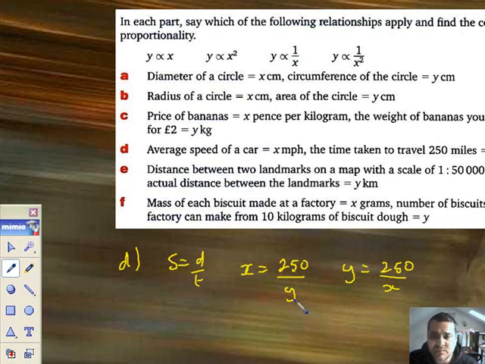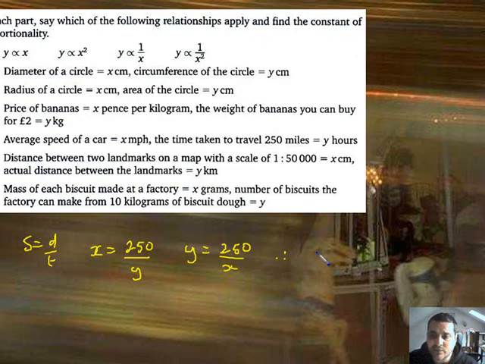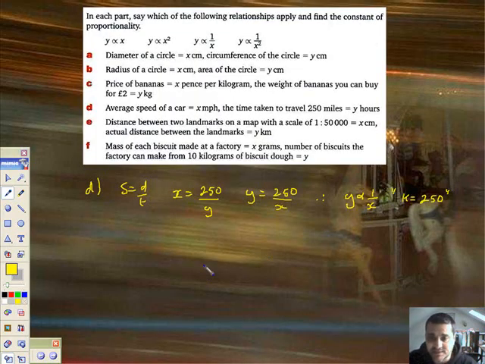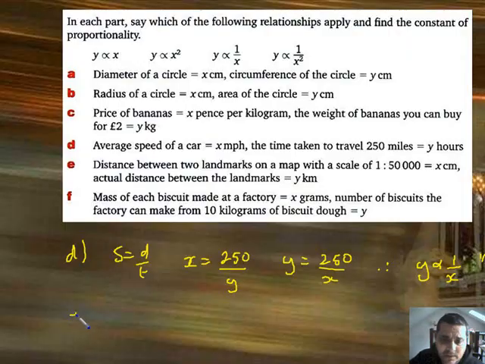So what do I got? I've got an inverse proportion again. So therefore I've got a situation where y is inversely proportional to x, and my k value is 250. Alright, so my constant of proportionality is 250. That's a fixed distance. Next one, E.